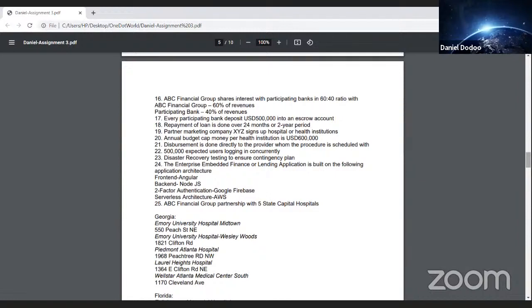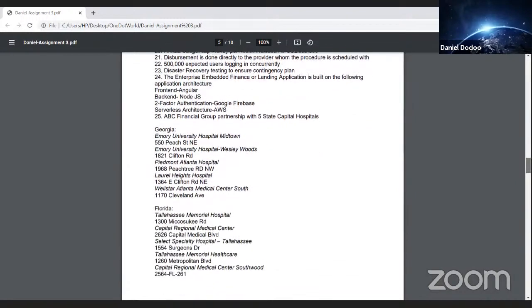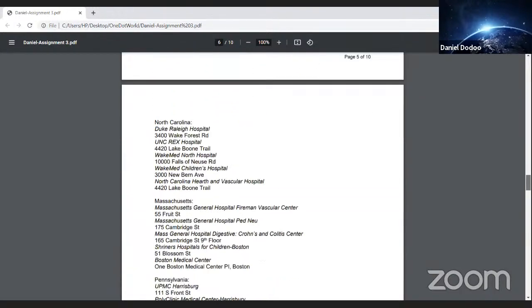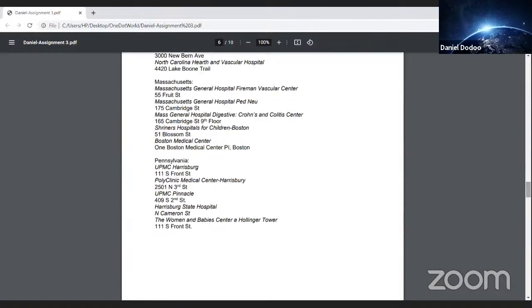And as a listed assumption, we have ABC Financial Group that has a partnership with 5 state capital hospitals. So I've listed a number of hospitals here. We have hospitals in Georgia, Florida, North Carolina, Massachusetts, Pennsylvania. All these hospitals are part of the initial launch and initial planning of the project that we expected to be onboarded to provide this medical health service.